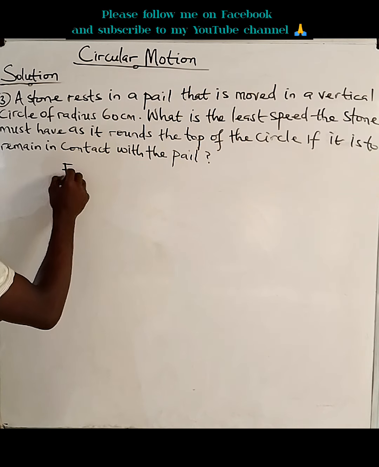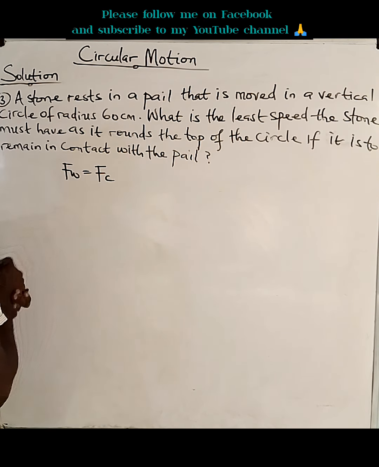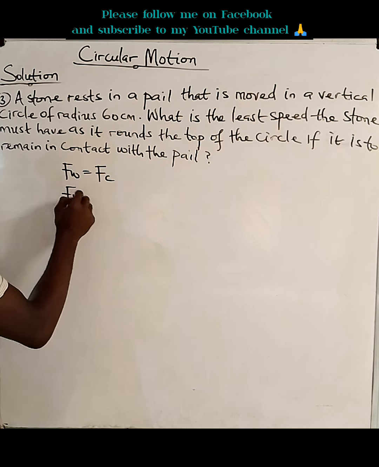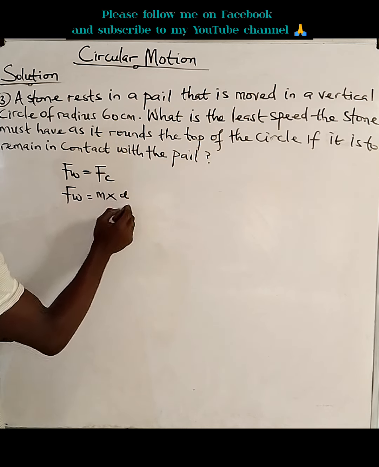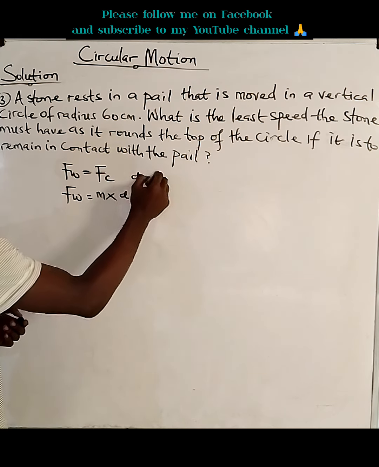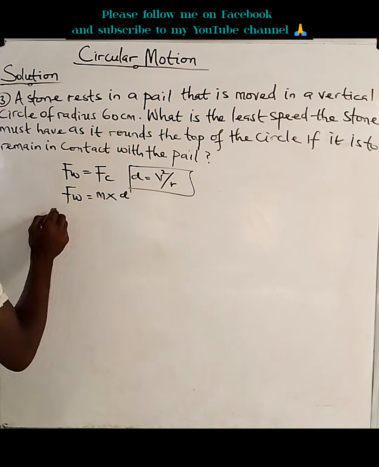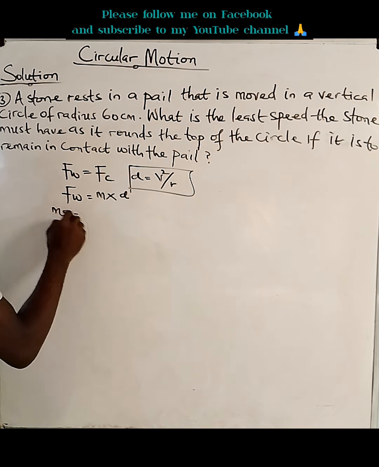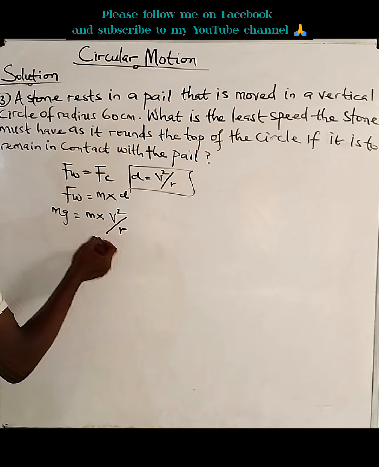The weight of the stone will bring about the centripetal force, which is a change of force. So the weight of the stone is equal to centripetal force, which is mass times centripetal acceleration, or radial or angular acceleration. So centripetal acceleration is linear velocity squared over radius. So the weight, which is mass times gravity, equals mass times velocity squared over radius.